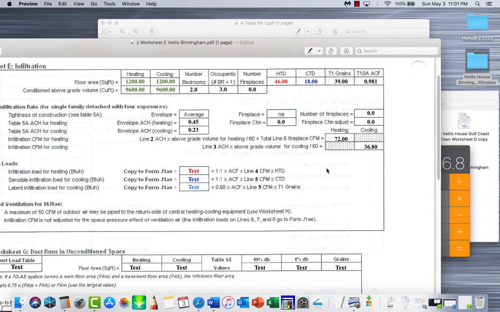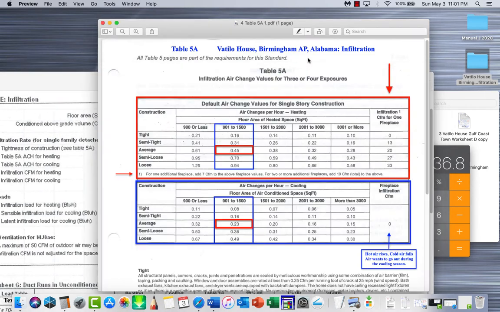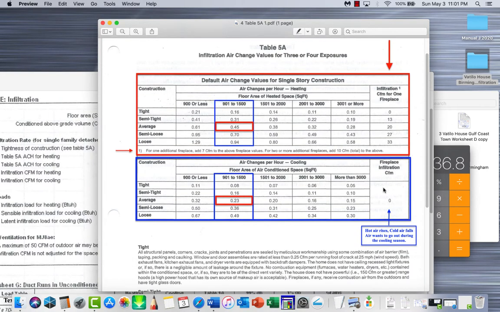All right. Now, if you notice, it didn't have the fireplace adjustment. Something really important I just wanted to show you about that. As you can see, zero infiltration for fireplaces and cooling. And that's because hot air rises, cold air falls, like I said. So typically, air wants to go out of the chimney during the cooling season. As the room, you know, hot air gets in the room, it would naturally want to go up a chimney. It can't come down the chimney.